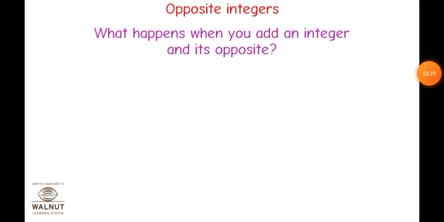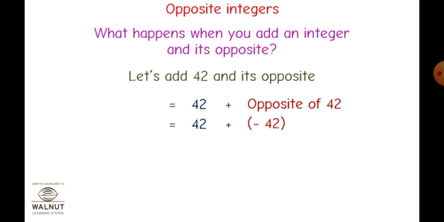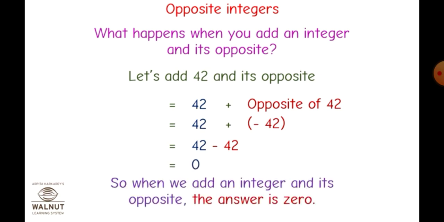Now children, what happens when you add an integer and its opposite? For example, if I am taking the number +42, then its opposite will be -42. So when both the numbers are the same but with different sign, they will cancel each other and we will get the answer as 0. Now here, as you can see, I have taken 42 and the opposite of 42 is -42, which means the numbers are same, only the sign is different. One is positive and the other is negative.